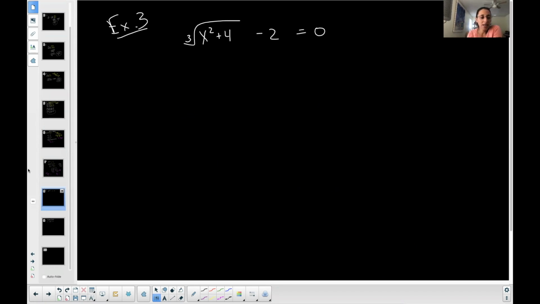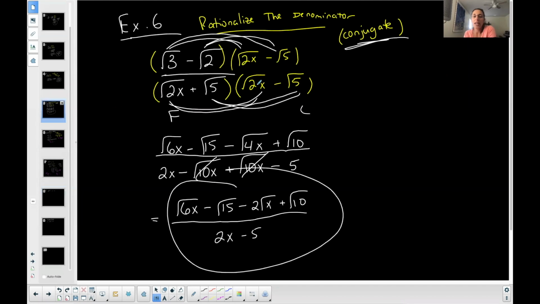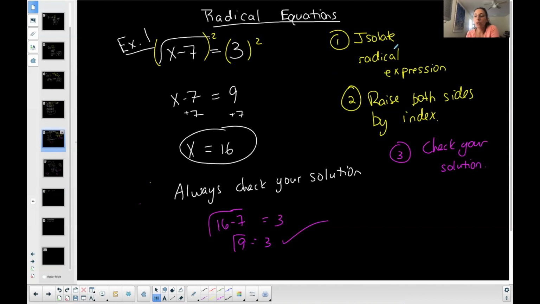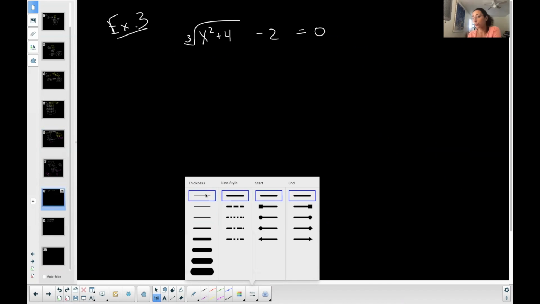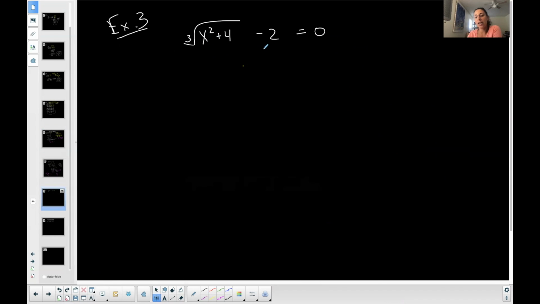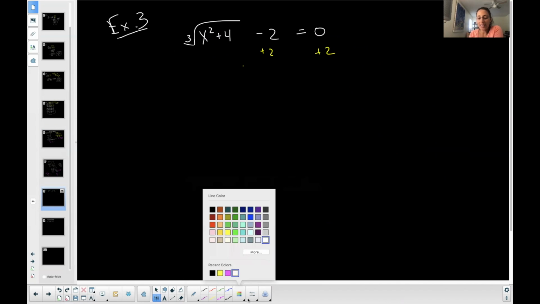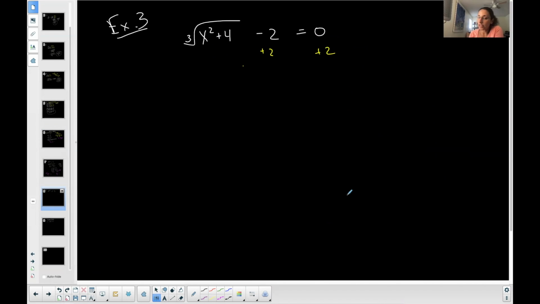So what did I say initially when I'm solving a radical equation? I said we want to isolate the radical expression first, and that is something that we do regardless of whether we have a square root or a cubed root. So in this case, I want to isolate this. I'm going to add 2 to both sides. I want the cubed root by itself. So now I have the cubed root of x squared plus 4, equal to 2.